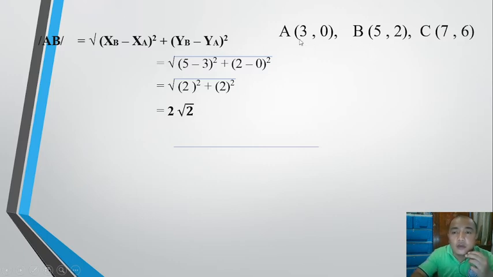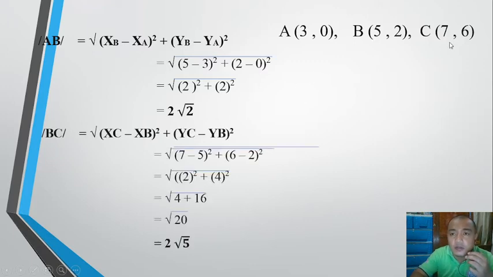So we have (5 minus 3) quantity squared plus (2 minus 0) quantity squared. 5 minus 3 is 2, 2 minus 0 is 2, so 2 squared plus 2 squared. So we have 4 plus 4, 8. Square root of 8 is equivalent to 2 square root of 2. Okay? 2 square root of 2 is the length of segment or line AB.